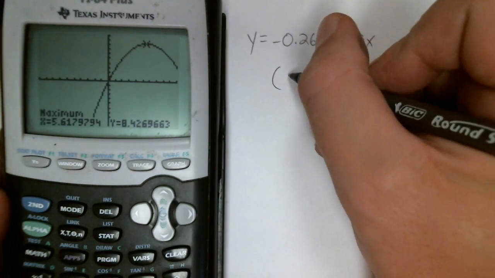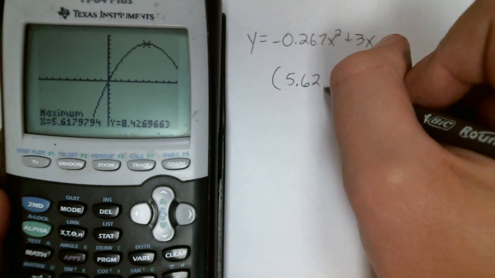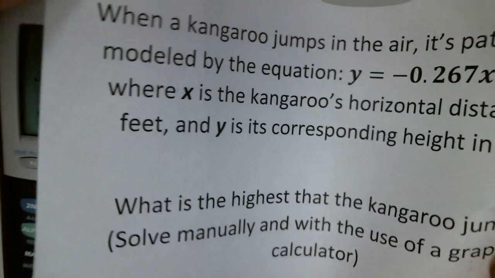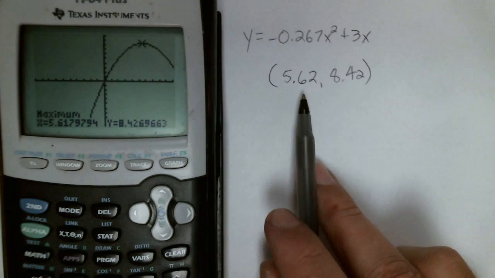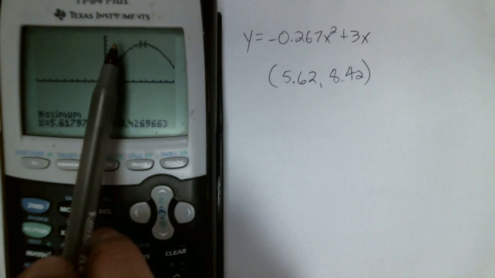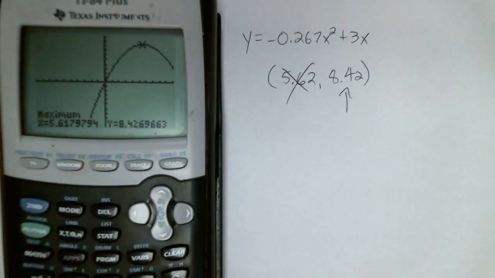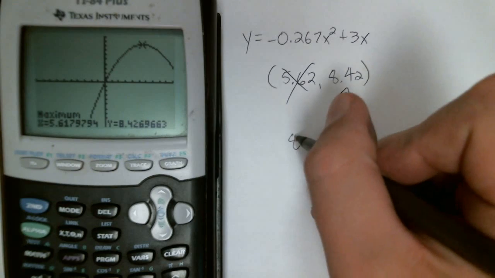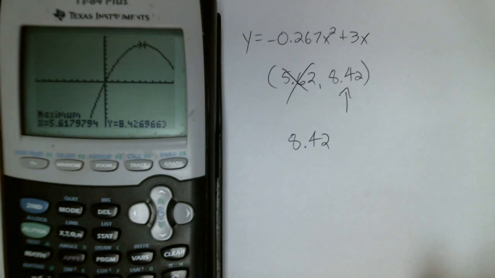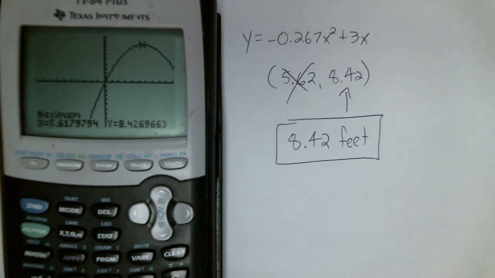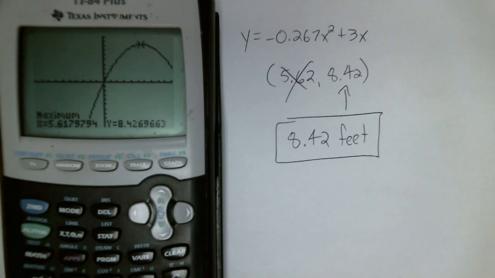Okay, now hold on a second. I got 5.62, comma 8.42. Which one of those do I use? Okay, I want to know how high the kangaroo jumps. Do I want the x coordinate or the y coordinate? I want the y coordinate. I want to know how high it goes. This is the guy who doesn't care anything about the x coordinate. The maximum height is going to be 8.42, whatever the units are, which in this case are feet. That kangaroo is jumping 8 feet, which, by the way, is a kangaroo on steroids. I could still probably dunk over this kangaroo, but 8 feet, that's pretty high.